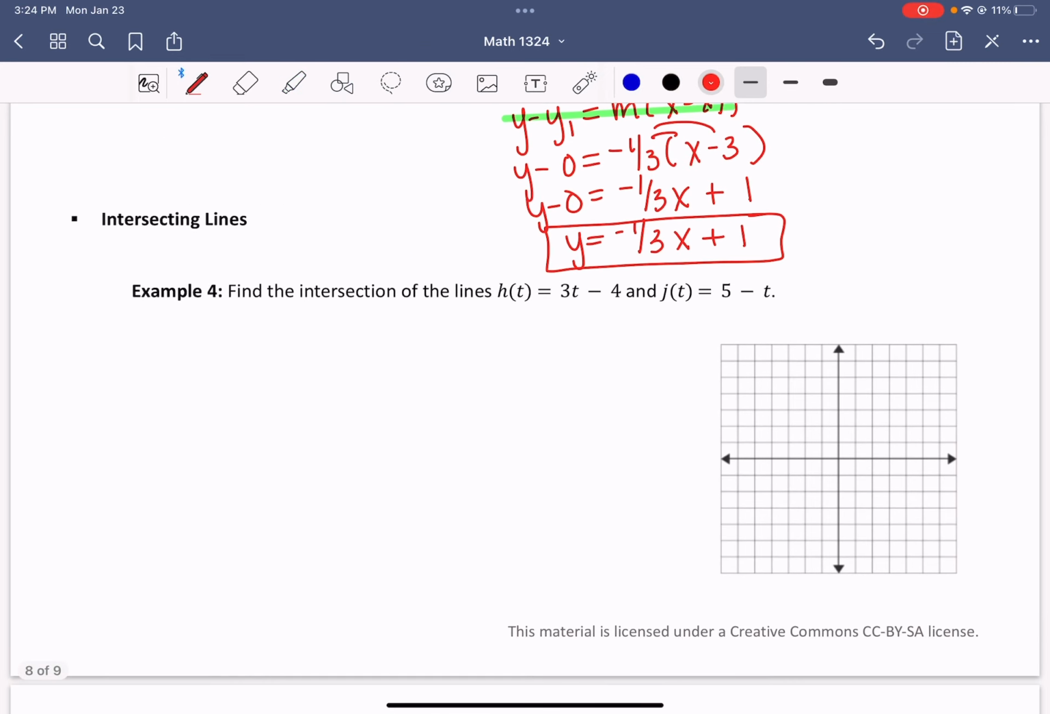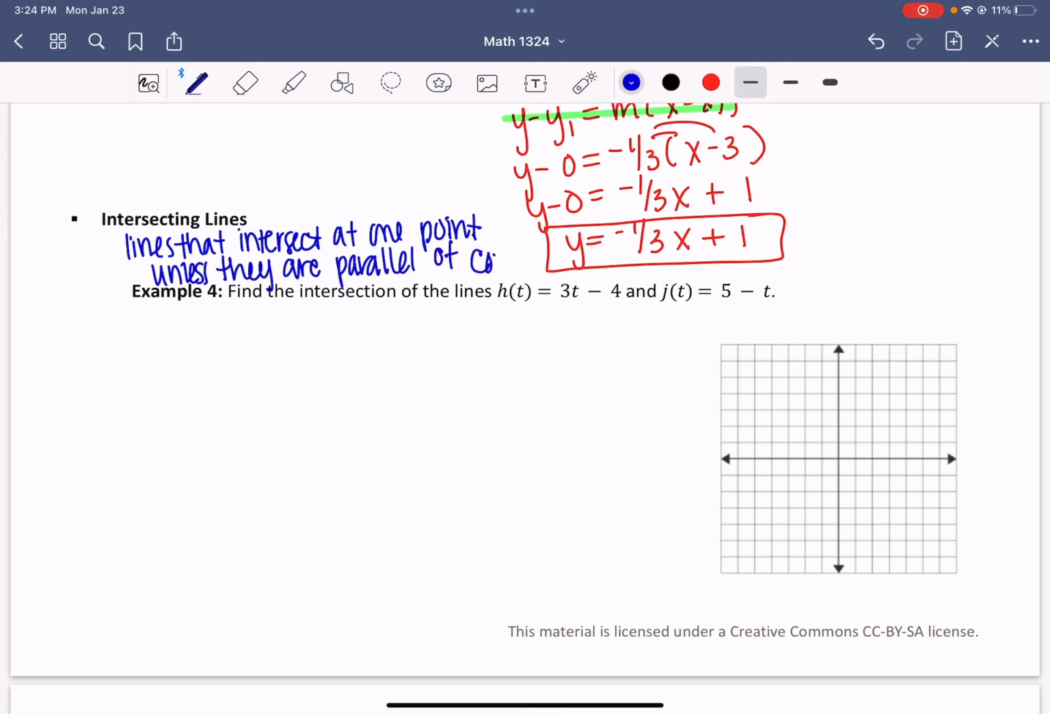And the last type of line we're going to look at is intersecting lines. When you're looking at intersecting lines, we have the fact that we can be parallel, never intersect. We have the fact that we can be perpendicular and perfectly intersect. But intersecting lines are just lines that intersect at one point, unless they are parallel or coinciding, or they're the same line.